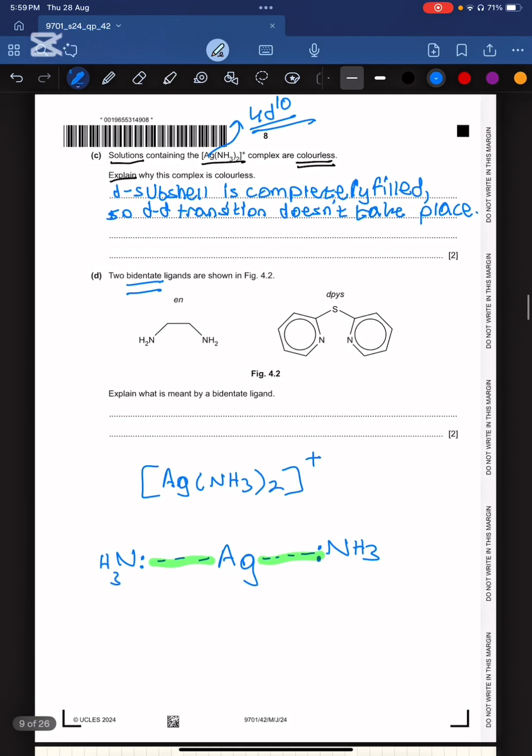In the case of bidentate ligands, as we see here, one nitrogen here, one nitrogen here, each nitrogen has a lone pair of electrons. So one en molecule forms two bonds. One dipy molecule forms two bonds. So what is it asking? Explain what is meant by a bidentate ligand. This is for 2 marks. We need to write two things. We need to write it is a species with two lone pairs of electrons. And because it has two lone pairs of electrons, it forms two dative bonds with the central metal ion.